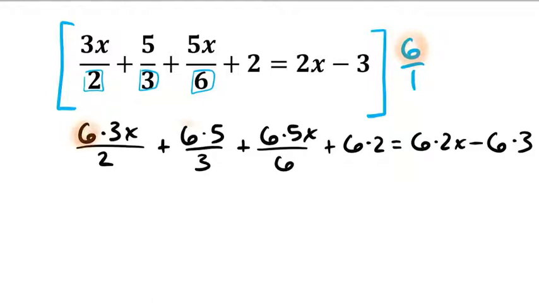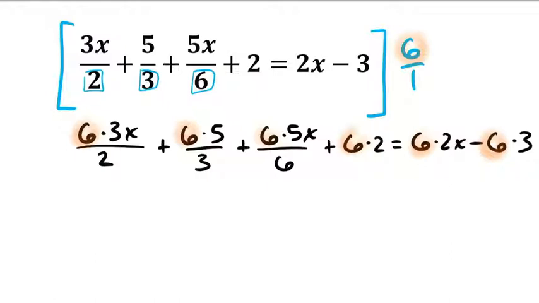This one got a 6, got a 6, got a 6, got a 6, got a 6, got a 6. If you have equal things and you multiply every single term on both sides by equal things, you get equal things. So this new equation is equivalent to the equation I started with.